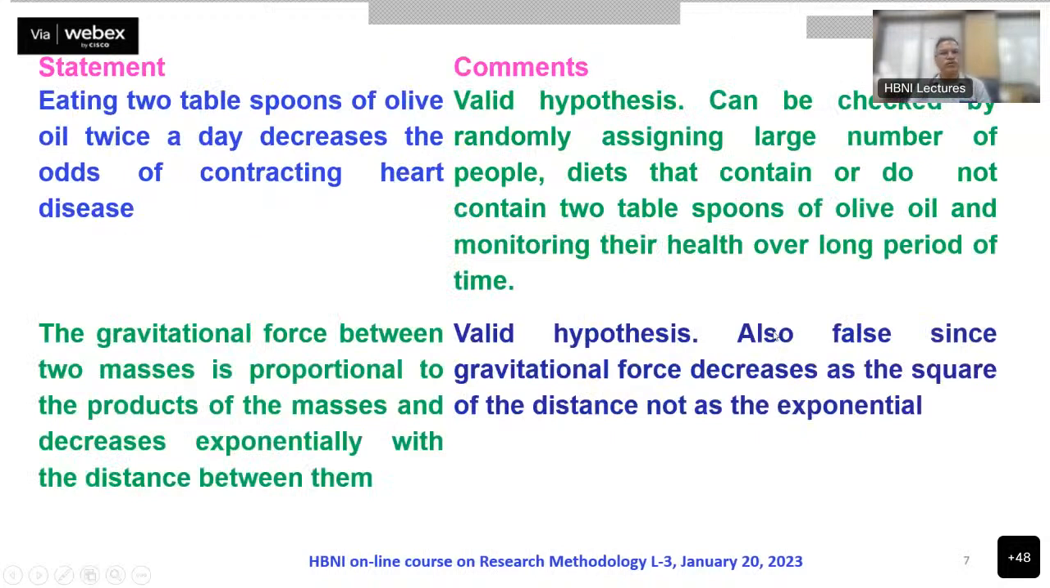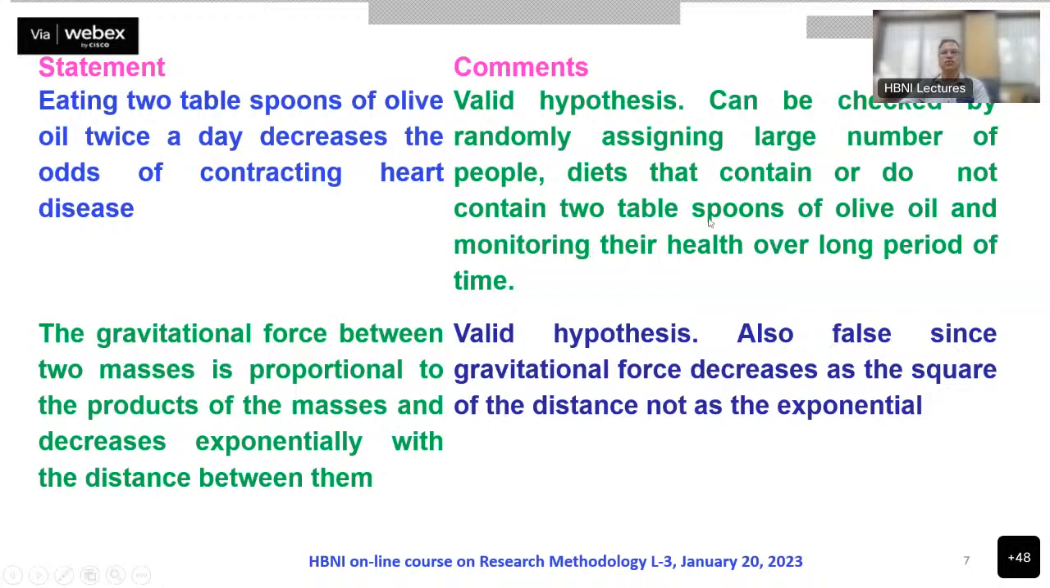Some of the hypothesis statements and the comments you can see here, like eating 2 tablespoons of olive oil twice a day decreases the odds of contracting heart disease. You must have seen a lot of advertisements about olive oil and its beneficial effects on the heart. This is a statement of a hypothesis, and it is a valid hypothesis because it can be checked by randomly assigning a large number of people diets that contain or do not contain 2 tablespoons of olive oil. Some people are fed 2 tablespoons in their diet, some people are not, and their health is monitored over a long period of time.